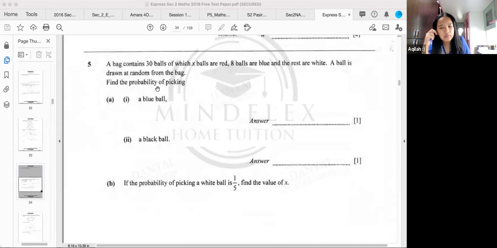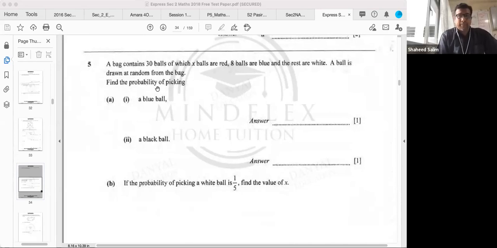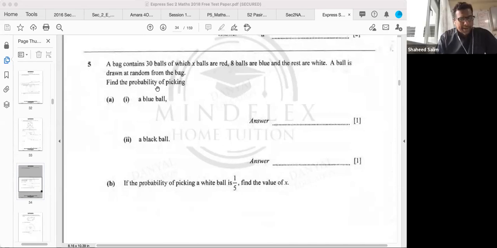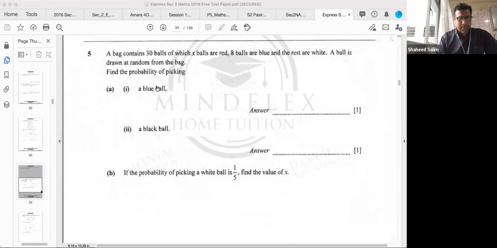4/15. Very good. Wow, a black ball. 0. Good. Okay, now this one is a bit tricky. But the probability of picking up a white ball is 1/5.